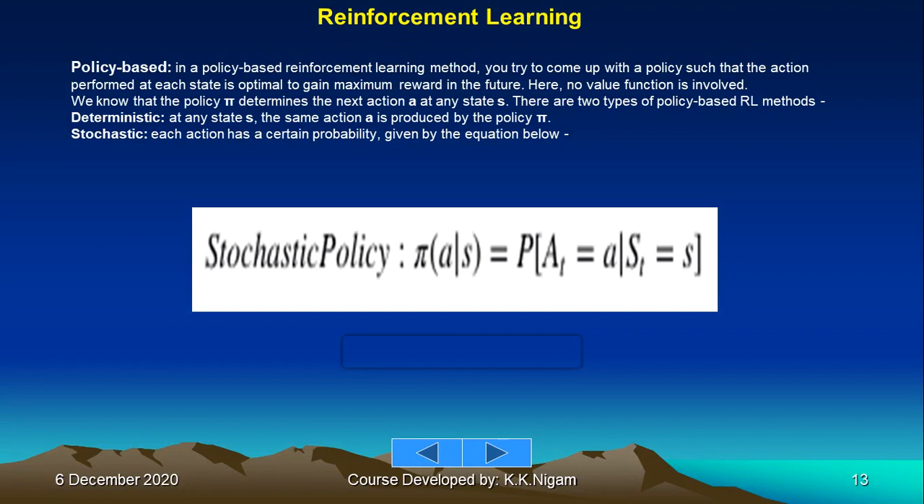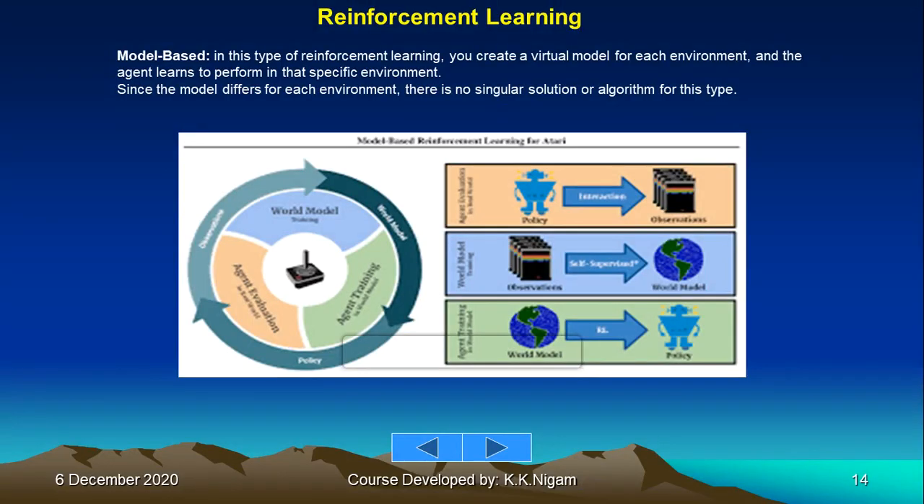In the policy-based reinforcement learning method, you try to come up with a policy such that the action performed at each state is optimal to gain maximum reward in the future. Here, no value function is involved. We know that the policy pi determines the next action A at any state S. There are two types of policy-based RL methods. Deterministic: at any state S, the same action A is produced by the policy pi. Stochastic: each action has a certain probability given by the equation below. So this is the equation which can be used for that purpose.